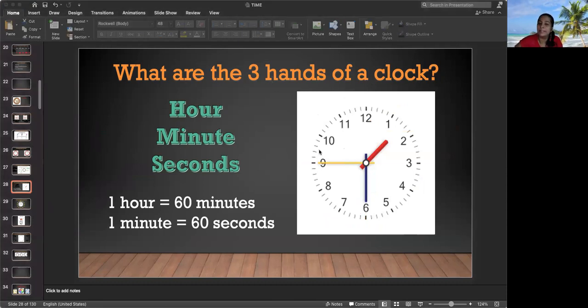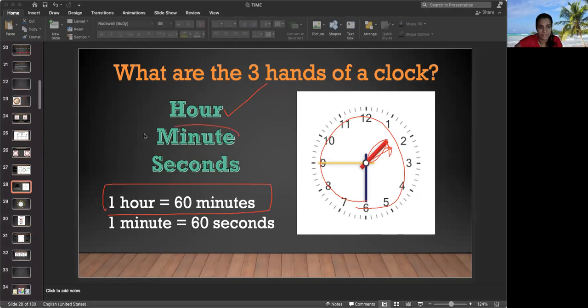Basically a clock has an hour hand, which is usually the shortest, and it moves very slowly. From 1 o'clock it will go to 2 o'clock, but it will be moving very slowly. How slow does it move? It just moves according to the minute hand. When the minute hand makes one complete circle around, then the hour hand will move 1 hour. So you know now that 1 hour is 60 minutes.